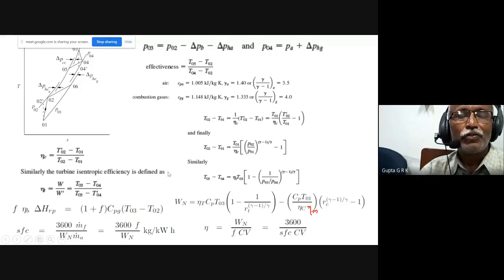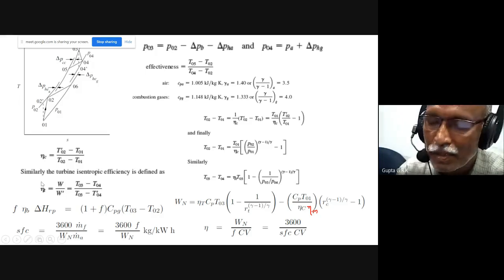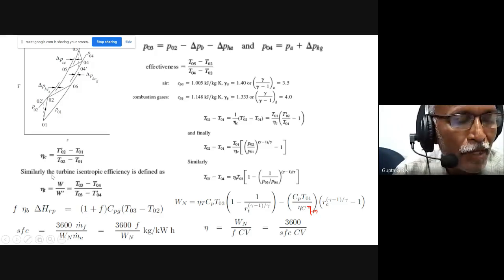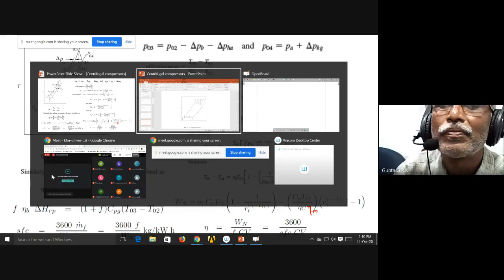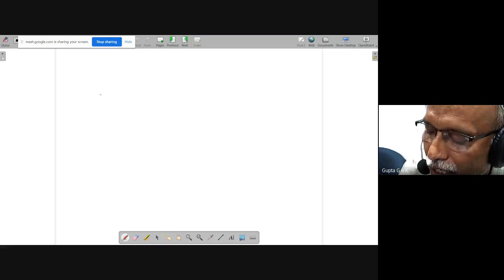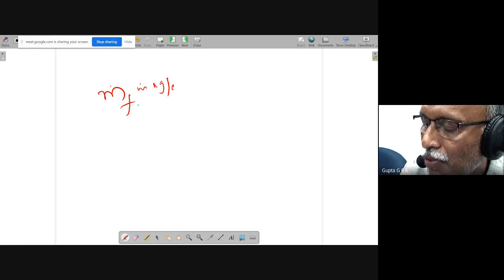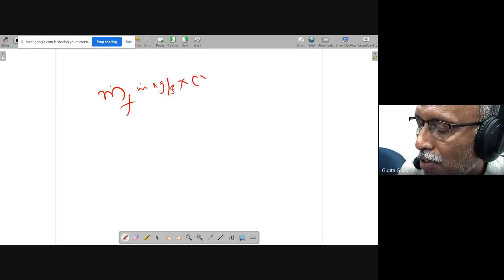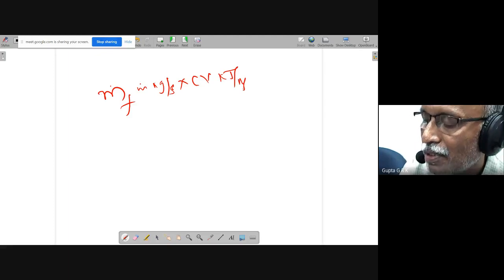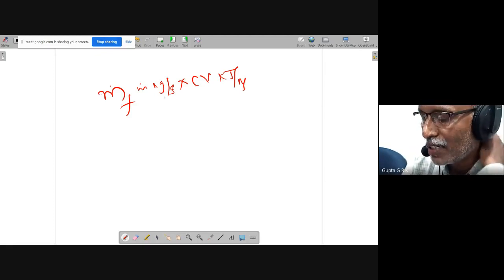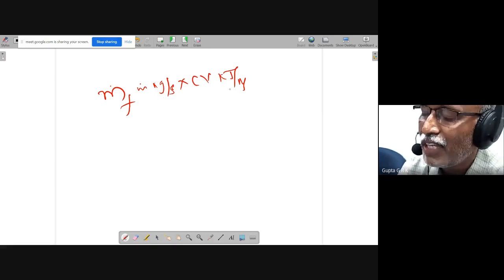And then coming to, if you are asked to find out the mass flow of fuel, m dot f, mass flow of fuel, into calorific value. This is the heat generated by burning. m dot f is in kg per second, the mass flow of fuel, into calorific value, which is kilojoule per kg. So this much of kilowatts I will get theoretically if there is complete combustion.